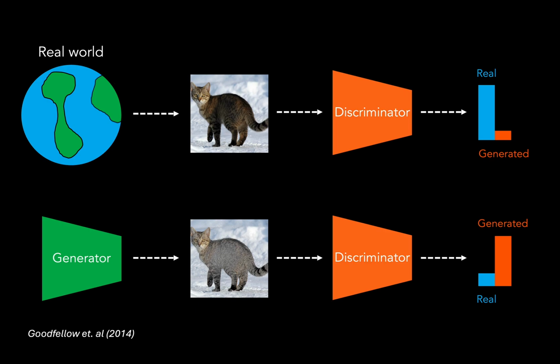So in this video, we're going to explain how this works. We're first going to motivate the GAN by introducing the general problem of generative modeling, and then explore how the GAN addresses this problem. So what exactly is generative modeling?